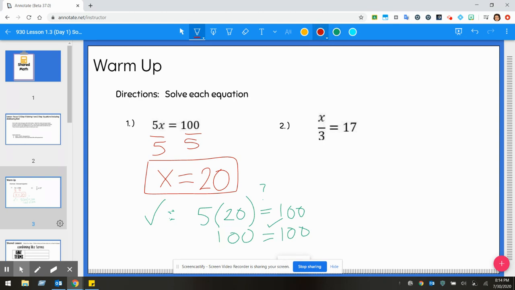Looking at number 2, x divided by 3 equals 17. In order to undo that division, I'm going to multiply both sides by 3. 3x divided by 3 is just 1x. Those 3's end up canceling out. Equals 17 times 3, 51. It's going to be important too that we stay organized as we go through and start solving equations today.